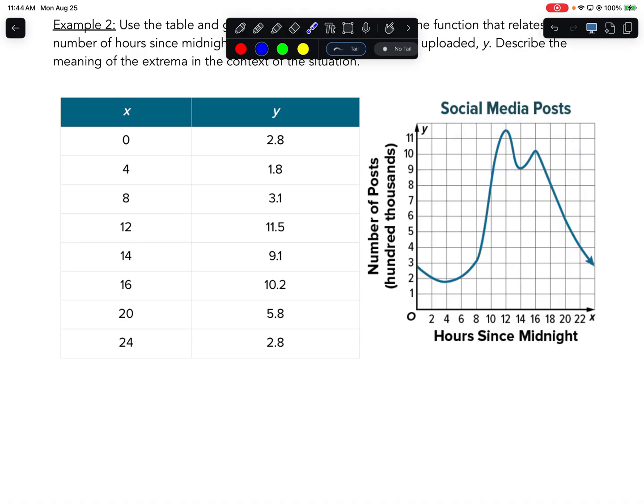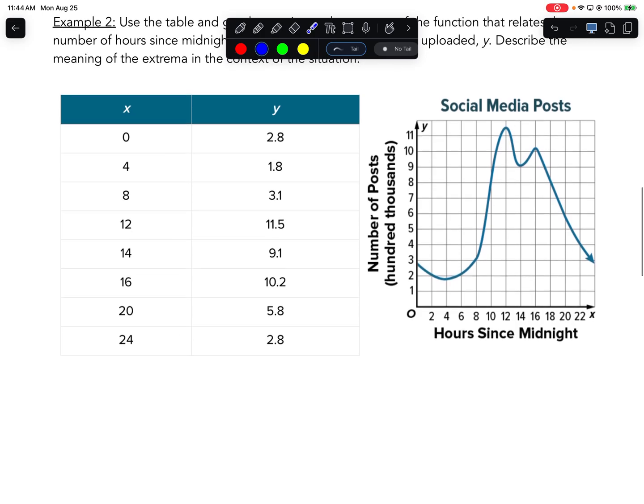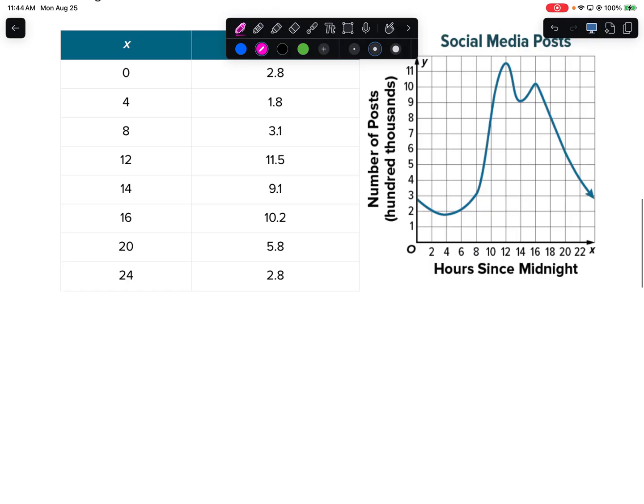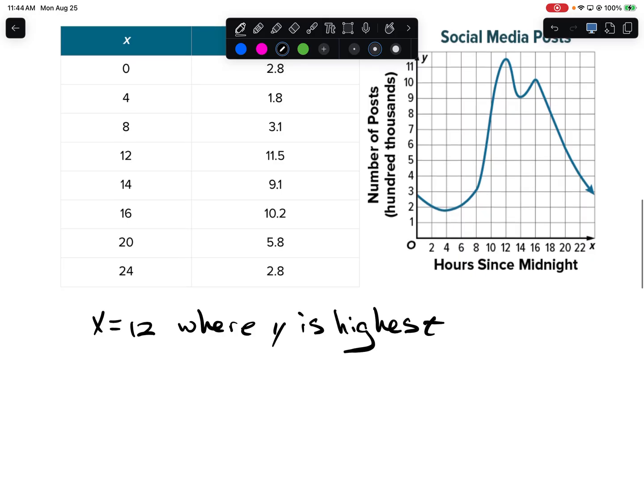So I don't think this is true given a teenager's life. I think most of your posts are probably 10 to 2 in the morning. It's probably when the most posts happen. But whatever. So what is the max? Where x equals 12, that's where the y is the highest. What are the max posts?